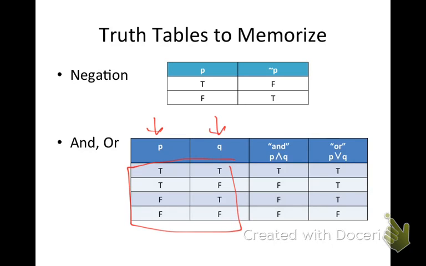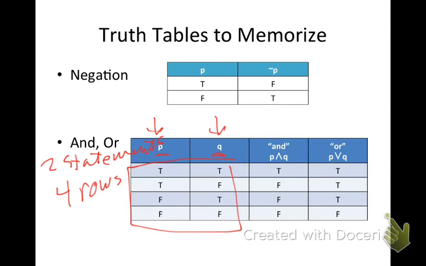And then you will always have 4 rows for 2 statements. 2 statements will always be 4 rows. When we get to 3 statements, you'll see we have 8 rows, but that comes a little later. So to set up these 4 rows, you must always do it this way.